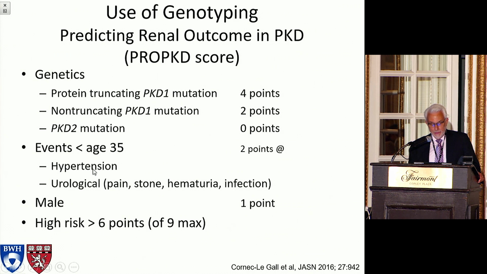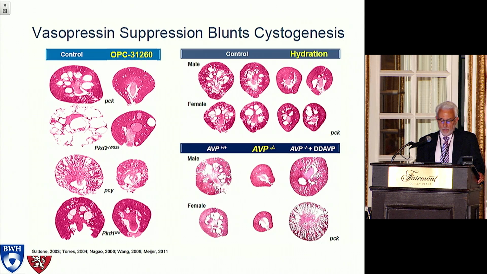I will point out that hypertension below the age of 35 and urological events below the age of 35 are typically associated with enlarged total kidney volume. So this classification isn't completely separate from kidney volume, but they did not measure kidney volumes. As we don't usually genotype individuals in the US, most of us will not use that.